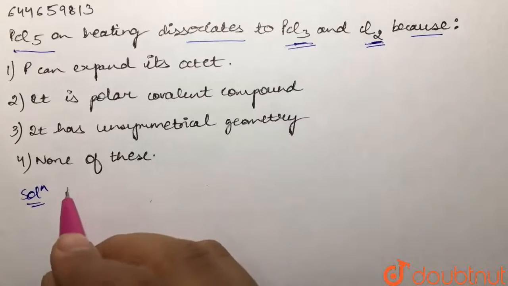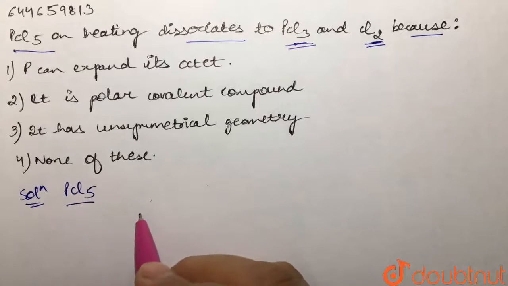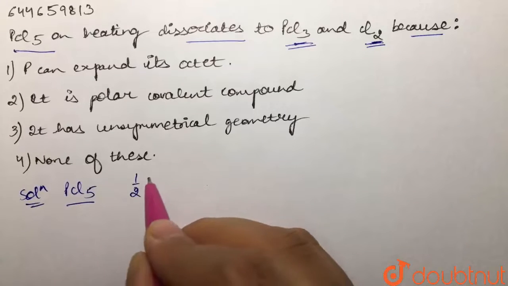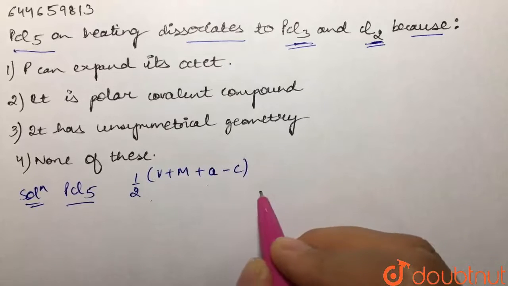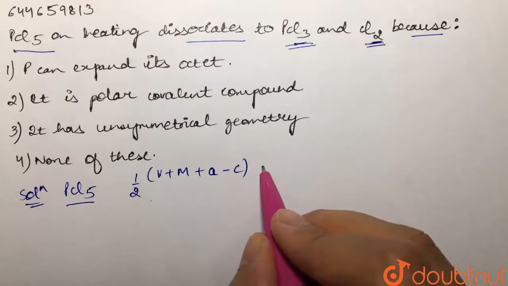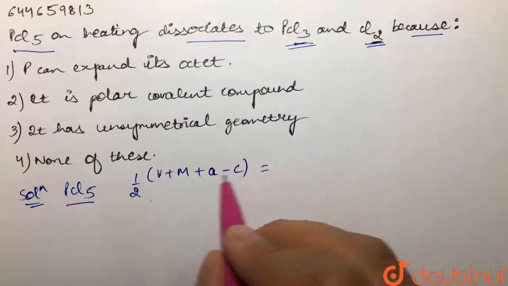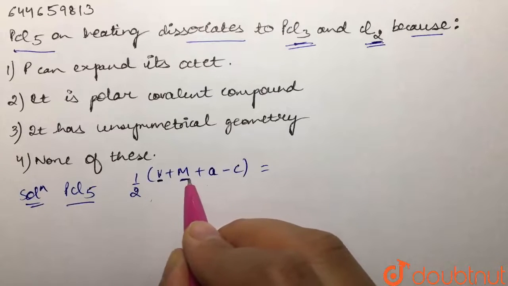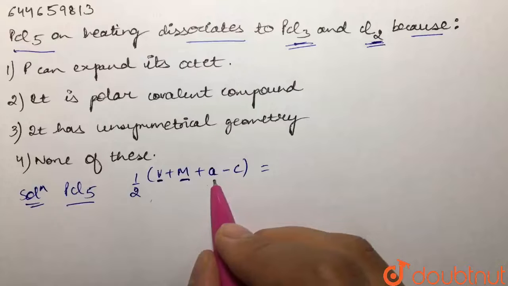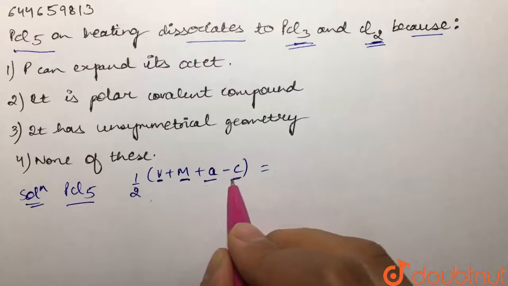So first of all, we're going to find out the structure of PCl5. Now we're going to use the formula half of V plus M plus the charge if it's an anion, minus the charge if it's a cation, right? This would give us the steric number or hybridization number, where V is the number of valence electrons of the central element, M is the number of monovalent atoms attached to the central element. If it's an anion, we need to add that charge and subtract if it's a cation.